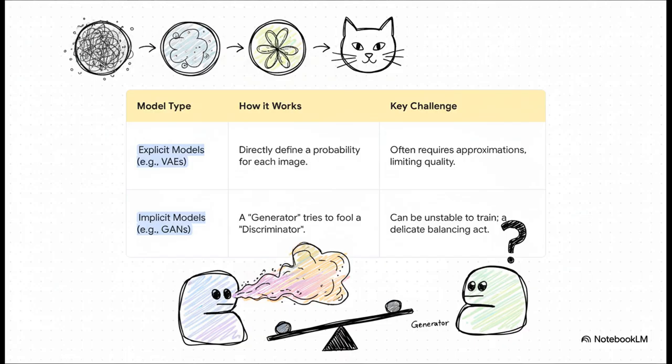Some of the earlier models, they tried to create a direct statistical map for what an image should look like, but they often ended up a little blurry or imprecise. Then came the famous GANs. You can imagine these as two AIs in a duel. You have a generator trying to paint fakes and a discriminator trying to spot them. It's a really clever idea, but that constant conflict makes them notoriously unstable and super tricky to get right.